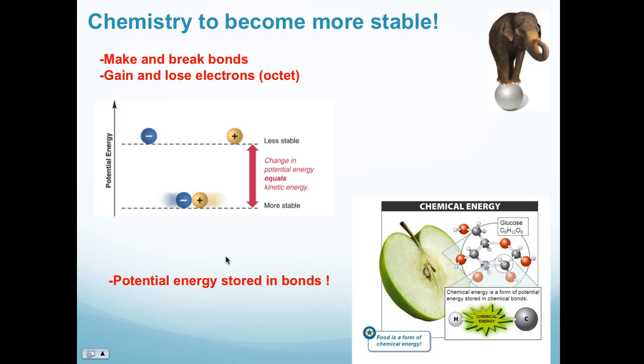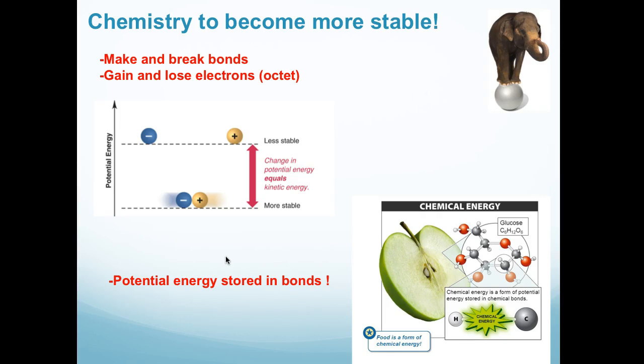Okay. Really what we're getting to, where all of this is going, is that potential energy is going to be stored in bonds. So anytime we're undergoing a chemical reaction where we are breaking bonds, we're essentially releasing that potential energy and we're able to use that to do work or form new bonds.